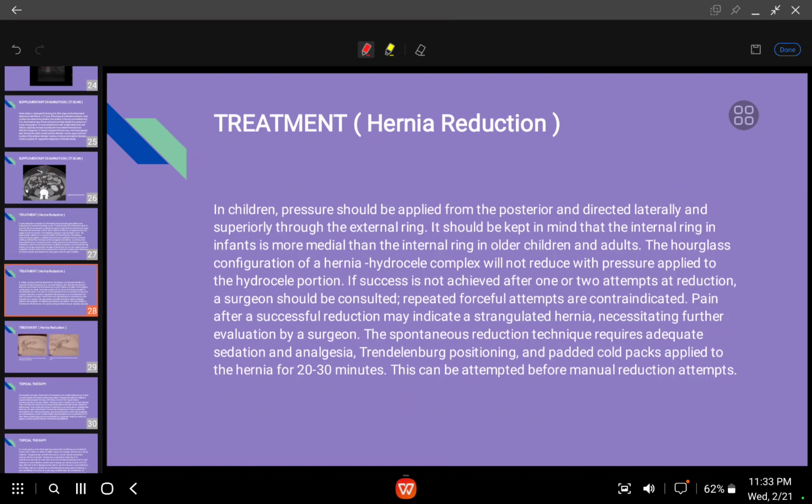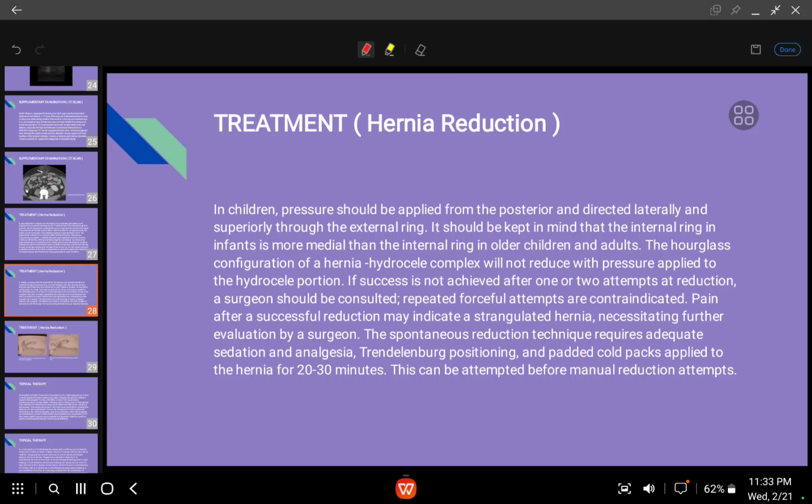If success is not achieved after one or two attempts at reduction, a surgeon should be consulted. Repeated forceful attempts are contraindicated. Pain after a successful reduction may indicate a strangulated hernia necessitating further evaluation by a surgeon. The spontaneous reduction technique requires adequate sedation and analgesia.